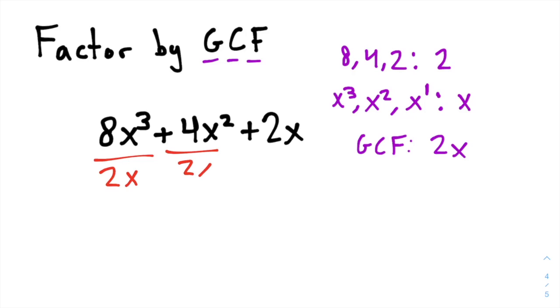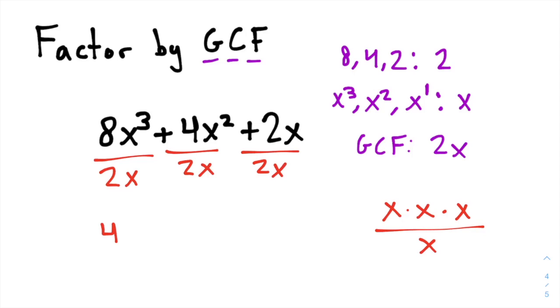Set up this division. And then I'm going to look at the numbers and the variable parts separately. So for this first term, 8 divided by 2 is 4. And I have x to the 3rd divided by x. Well, that's x times x times x divided by x. You'll notice an x on the top and bottom. Anything divided by itself is 1, so those cancel, leaving me x times x, or x squared.